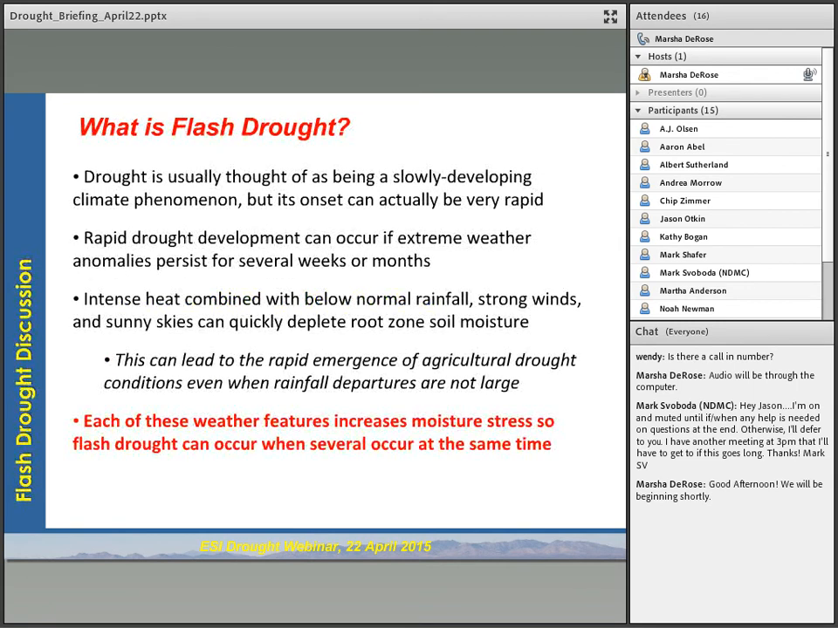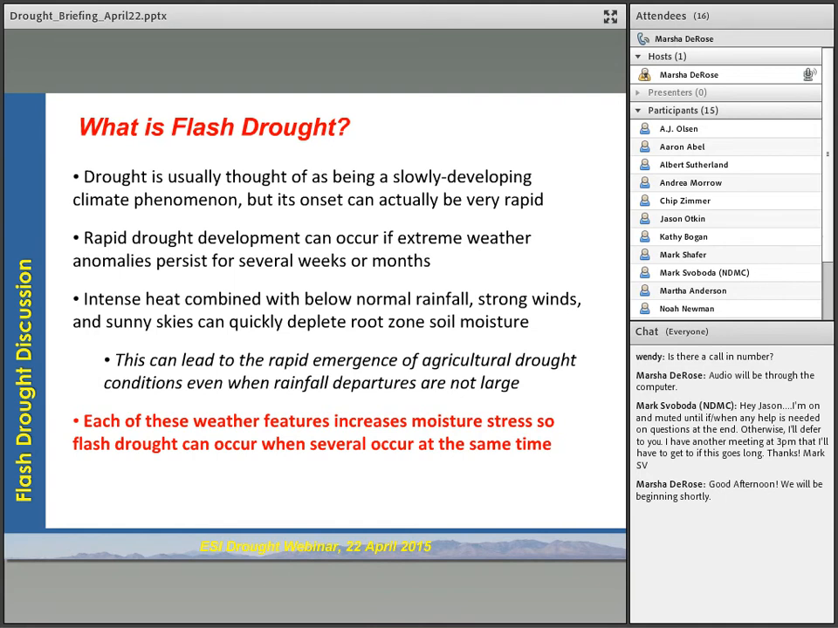Okay, so what exactly is flash drought? Most people tend to think of drought as being a slowly developing climate phenomenon that takes many months or even years to reach its full intensity. However, as we've seen across the central United States in recent years, drought onset can actually be very rapid, especially when extreme weather anomalies remain over the same area for several weeks or months.